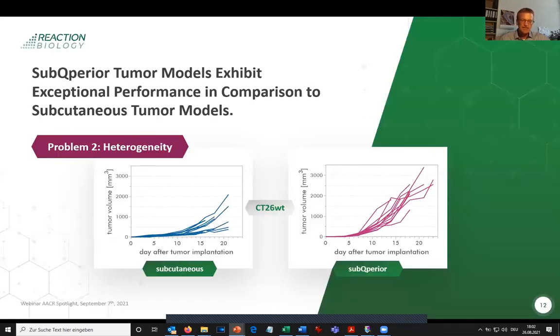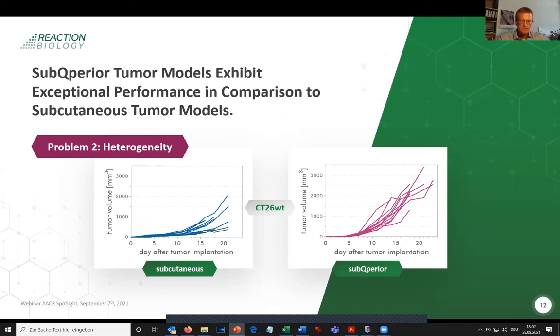Tumor implantation into the mammary fat pad is not new. We have done this for 20 years for our orthotopic breast cancer models. So why is this different? Because we do not limit this method to breast cancer, but use it for all cancer types.